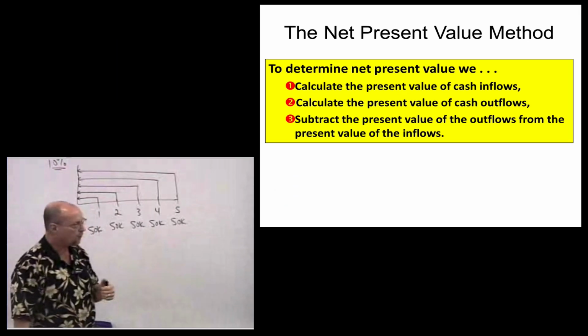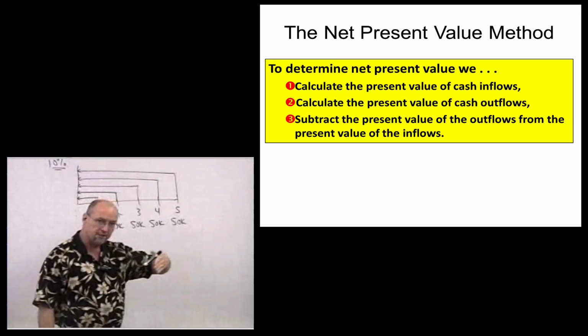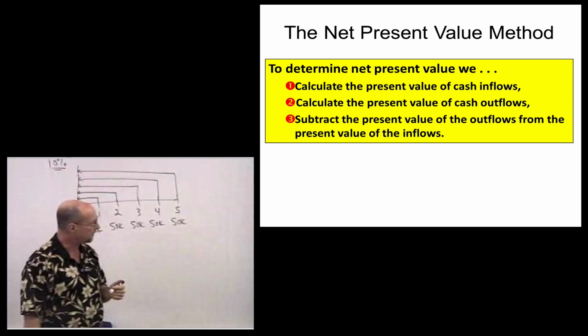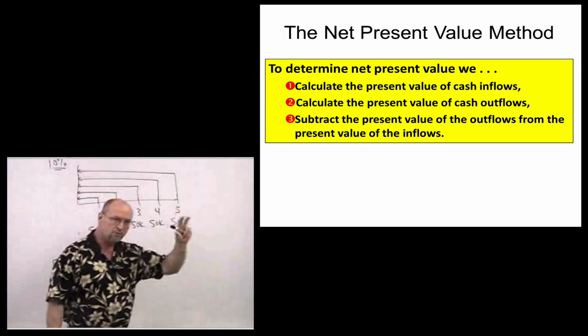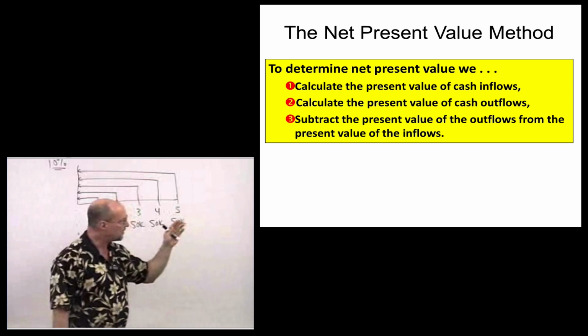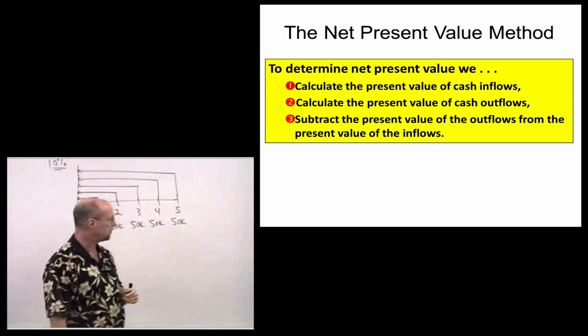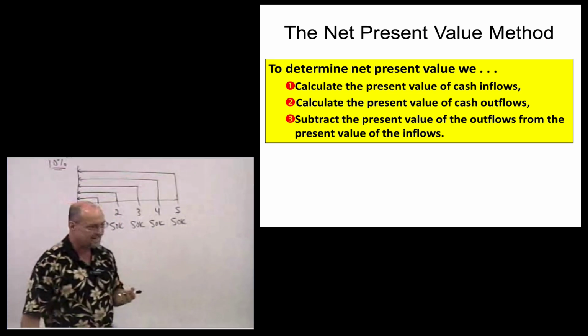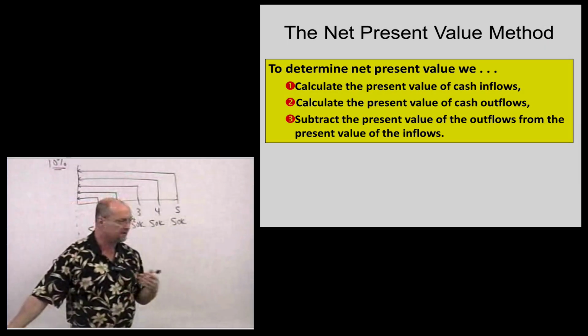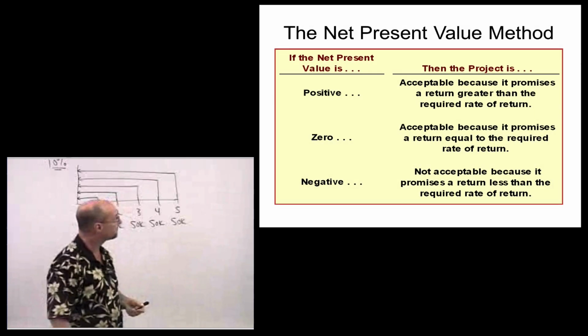Calculate the present value of all future inflows, revenues, for example. Calculate the present value of all future expenses related to this investment. Inflows minus outflows gives you your net cash flows. Subtract the present value of the outflows from the inflows, and you have your net cash flows. Net always means after you've subtracted something.